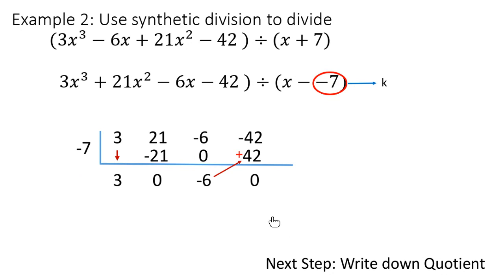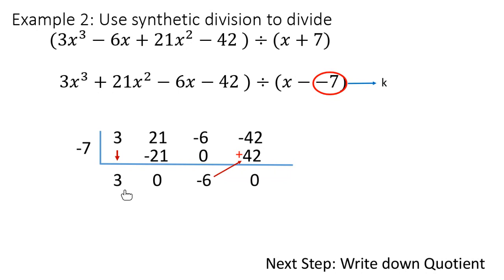So Ruben, what kind of emoji do we get when we have a 0? Yeah, so this is going to make us very happy, and you'll see why in a little bit, okay? So next step is get our quotient.